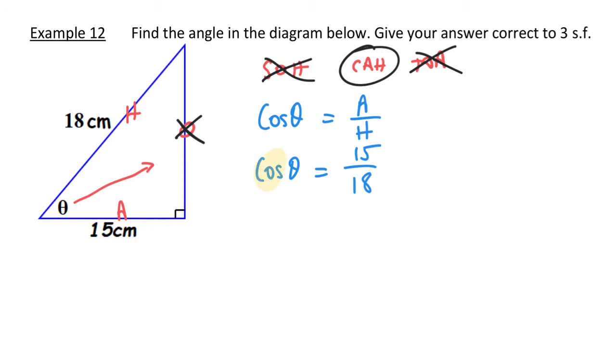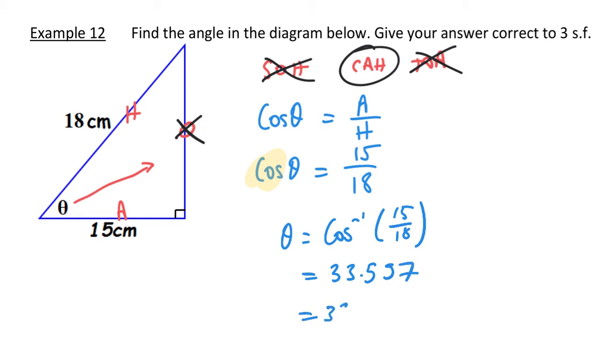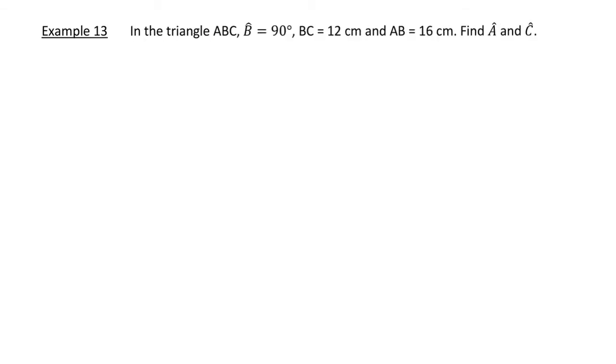Again, what you would kind of want to do is divide through by a cos, but we can't do that. We apply the inverse cos, so then we have theta equals cos to the minus 1 of 15 over 18. Putting that into our calculator we get 33.557 or 33.6 degrees to 3 significant figures.